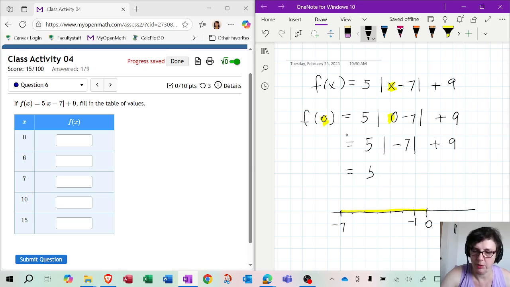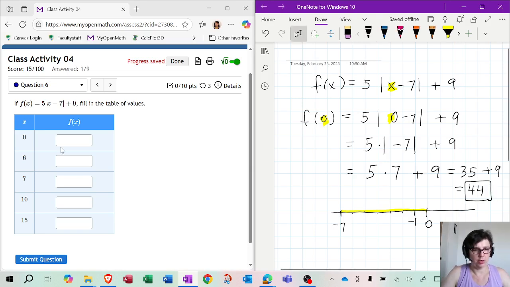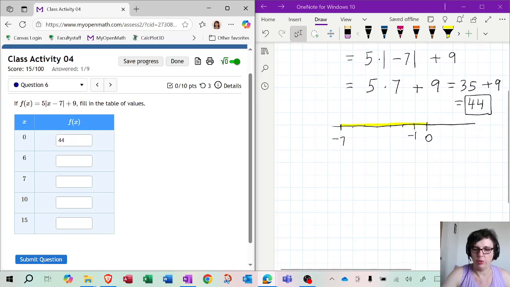So this is going to be 5, and then remember, the default operation is multiplication, which takes precedence before the addition. So you need to multiply first. 5 times 7 is 35, plus 9. If we compute that, this is like 39 plus 5. I think that would be 44. So that's going to go in here. And again, we're going to check our answer in a second by using a calculator.